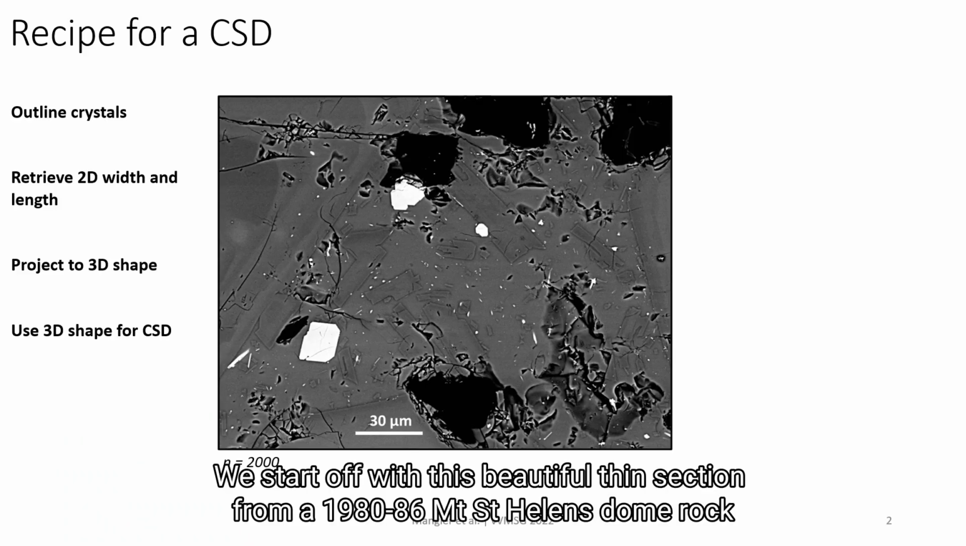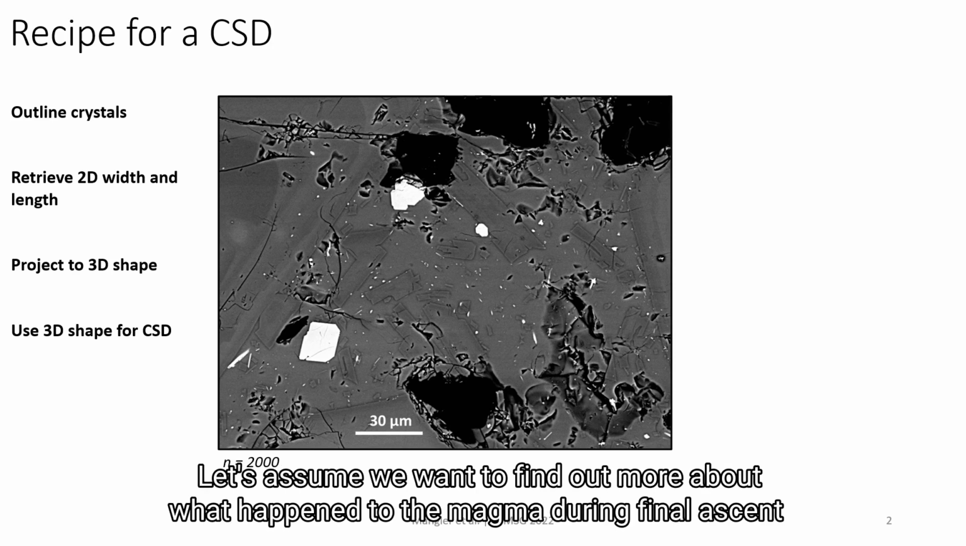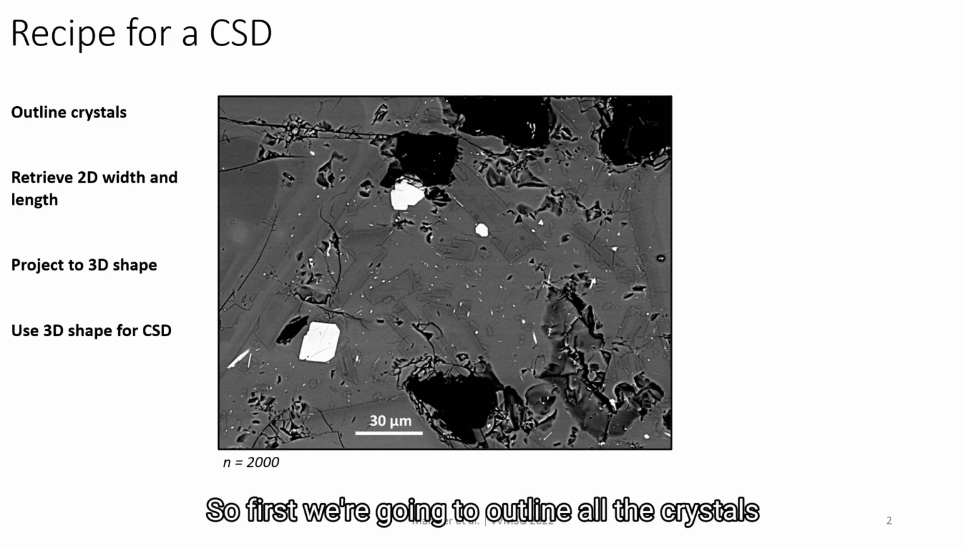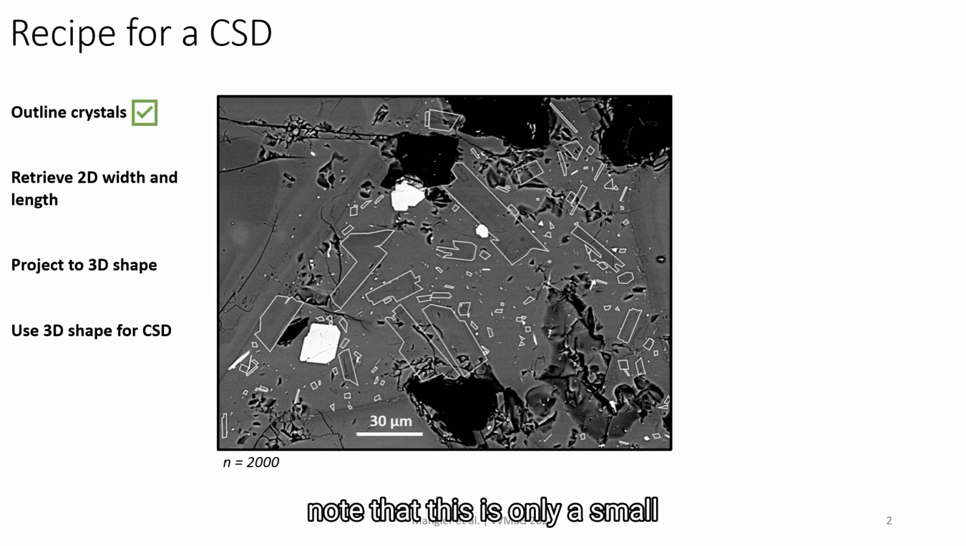We start off with this beautiful thin section from a 1980 to 86 Mount St. Helens dome rock. Let's assume we want to find out more about what happened to the magma during final ascent, and to do so, we will look at the crystal size distribution of the plagioclase microlites. So first, we're going to outline all the crystals. Note that this is only a small part of the total area analyzed.